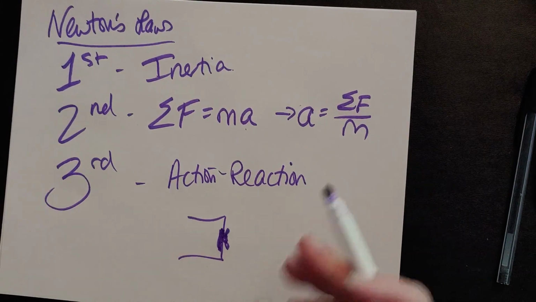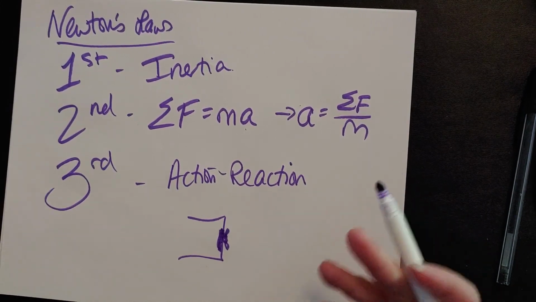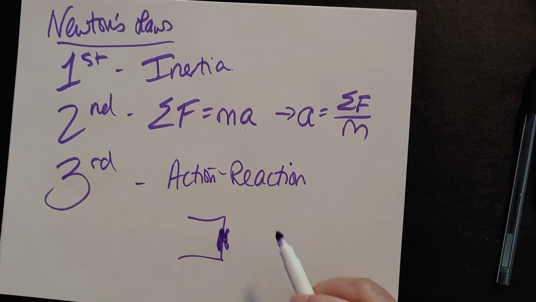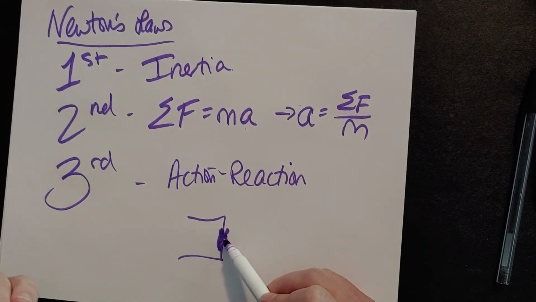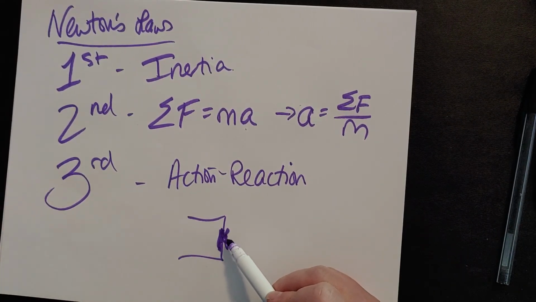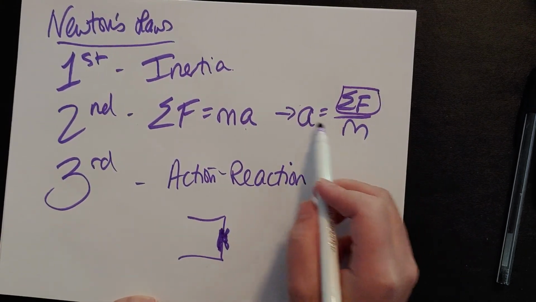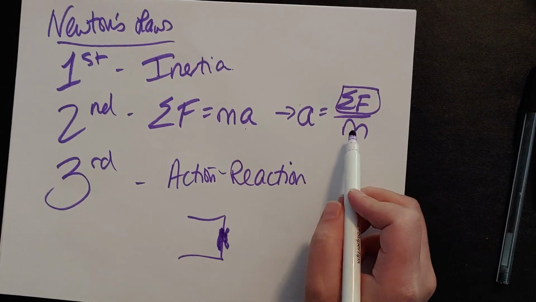A bug hits your windshield, right? Which feels a bigger force? They both feel the same force. They're part of the same interaction. It's just that the bug feels a bigger acceleration, right? So they have the same net force, but you have a bigger acceleration because of the smaller mass.